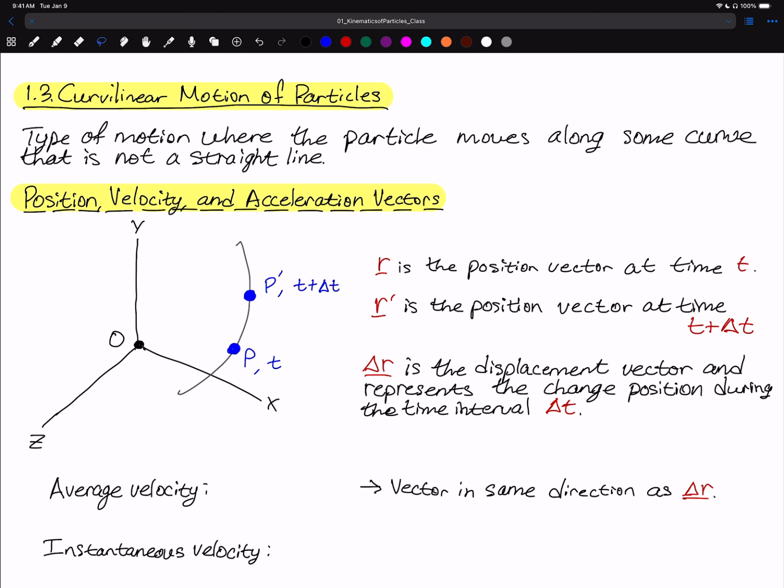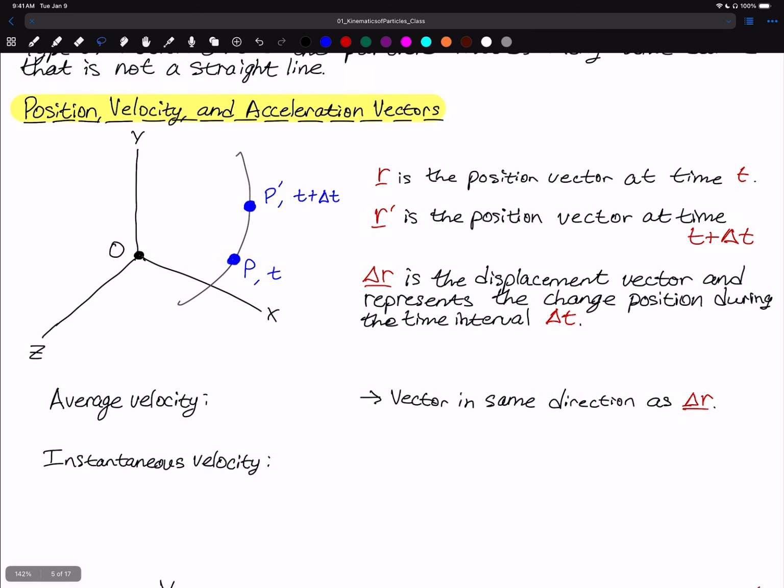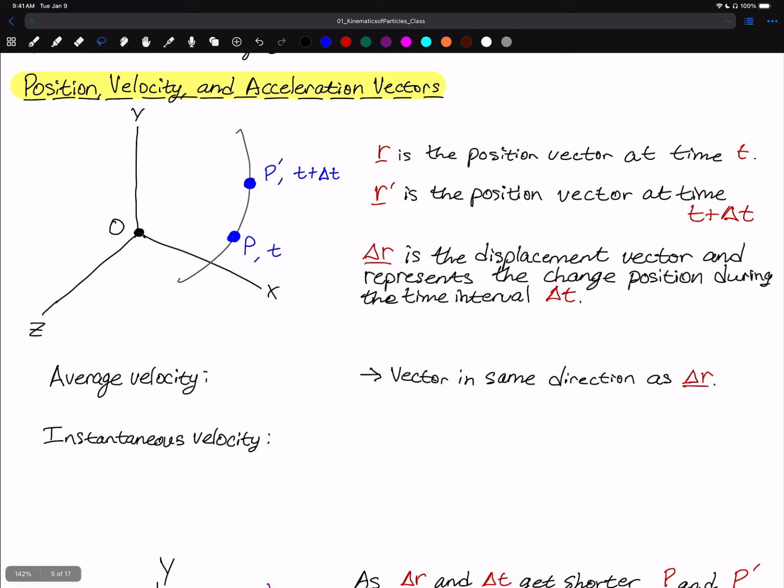Okay, we're going to start by looking at position, velocity, and acceleration vectors. What we've drawn here is first an origin with 3 directions shown. In this case, we're not going to deal with vector directions or unit vectors at this time. We're just going to consider this in general. So we're going to first start by drawing position vectors. We have a particle P. The particle is at position P at time t, and then P prime at t plus delta t.